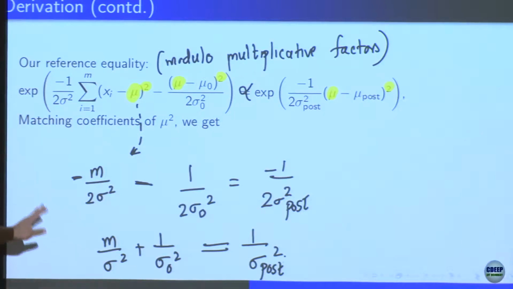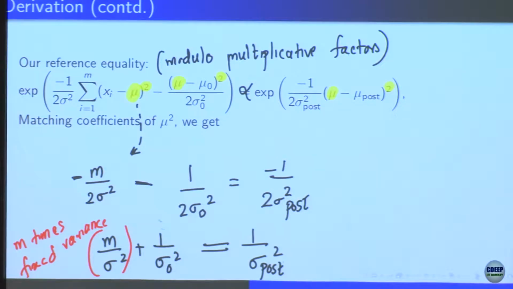Now, we can equate it for the coefficients, for mu square and mu, because we want the form to be, I mean, if at all the posterior is a normal, we'll need exact equality. Okay. So again, m times fixed variance plus, sorry, not variance, fixed precision.